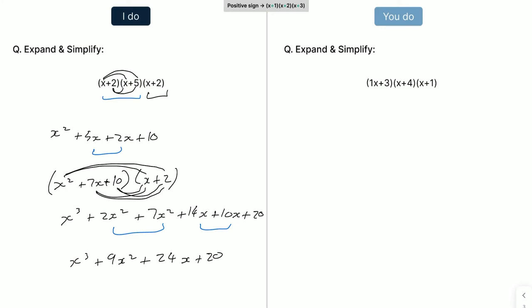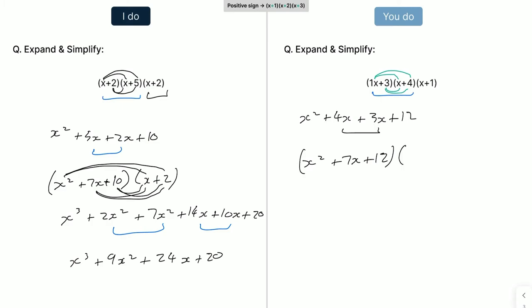So hopefully you had a go at it. And we're going to do the exact same thing, working from left to right. We're going to expand these two brackets out first. So we are going to do 1 times x and then 1x times 4. And then we're going to do 3 times x and 3 times 4. So that is going to become x squared, or you can write it as 1x squared plus 4x plus 3x plus 12. Collect these two like terms. That becomes x squared plus 7x plus 12.